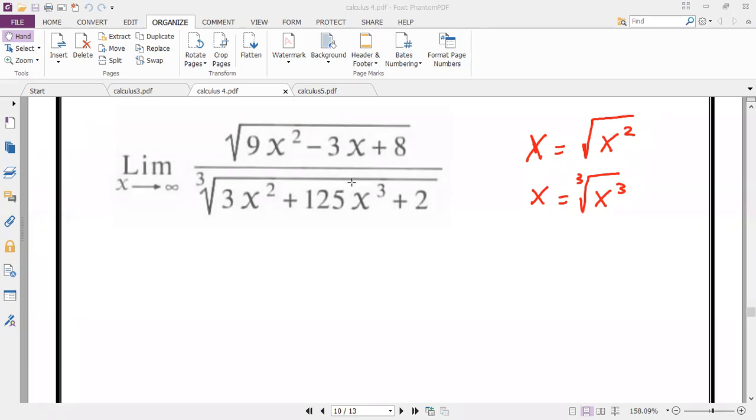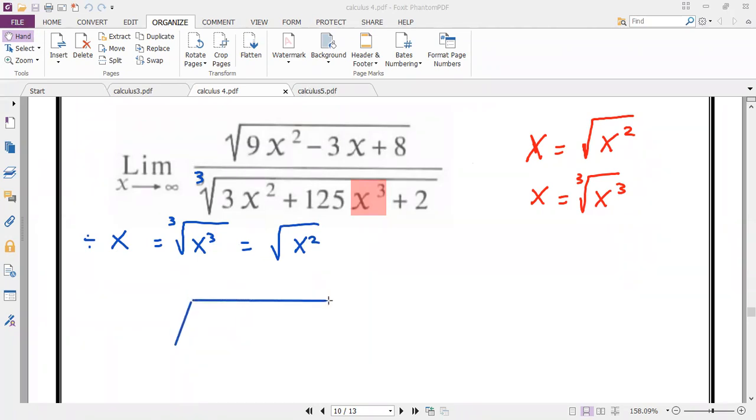So what is this term? Don't say it's x to the power of 3. That's not right. Do you know why? Because this x to the power of 3 is written under the cubic root. So we are going to divide by x, which is under the cubic root. It's x to the power of 3. And which is under the square root is x to the power of 2. So we are going to divide the numerator and the denominator by x.